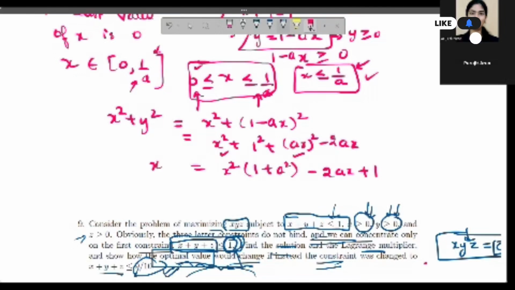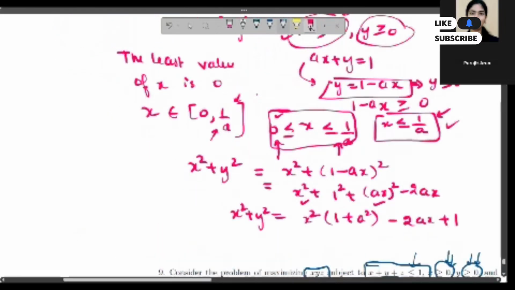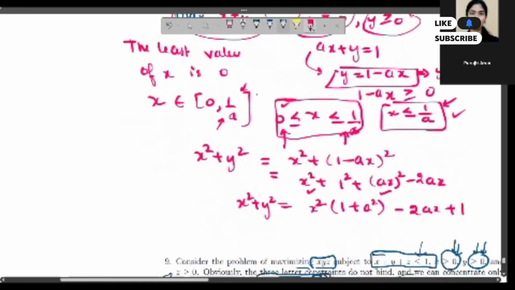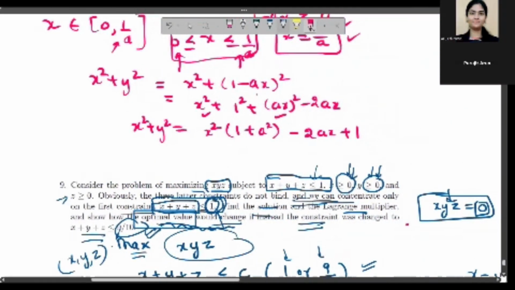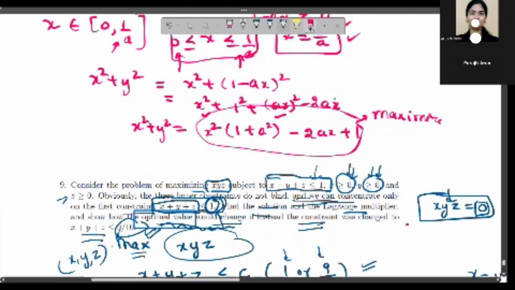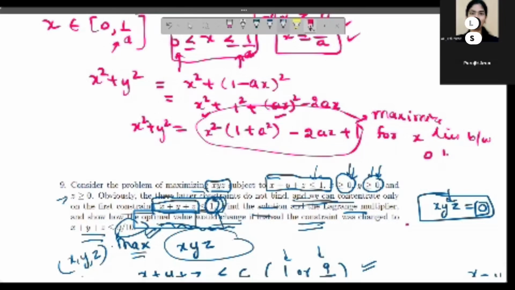So this is x square plus y square. Again, I'm reiterating the question. I need to maximize x square plus y square. That means I need to maximize this value, right? And in order to maximize, I need to see that x is already defined, which is from 0 to 1 by a.